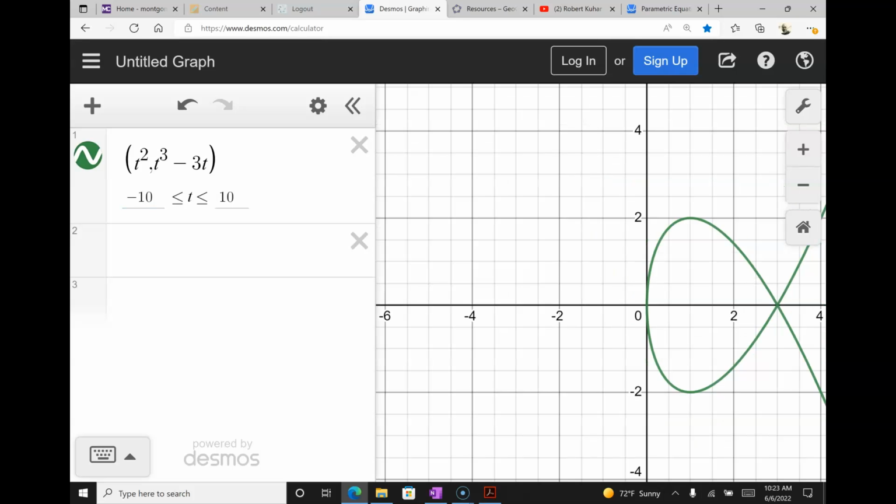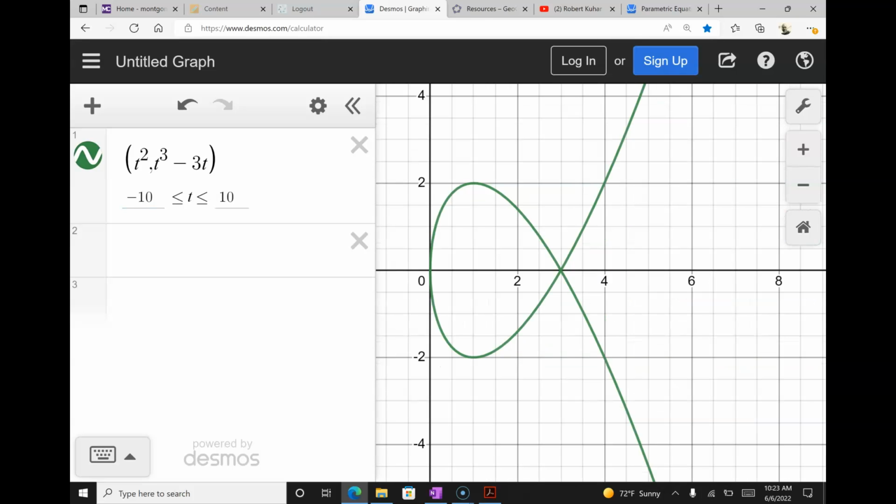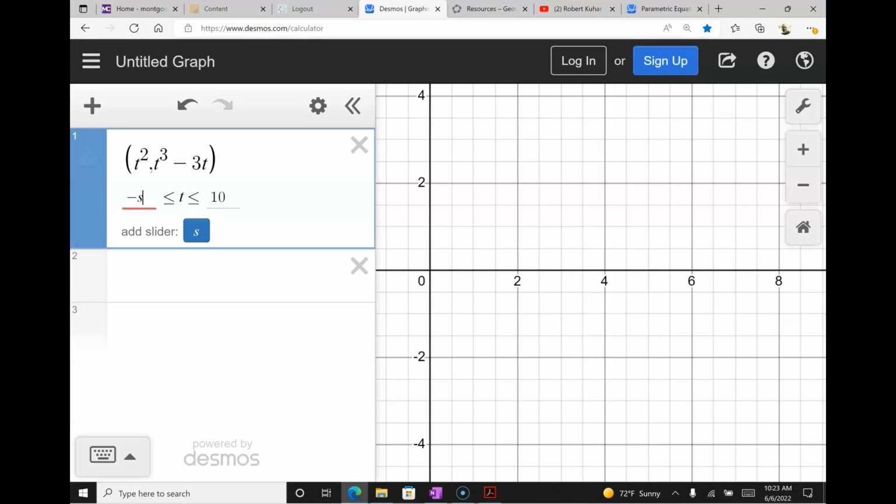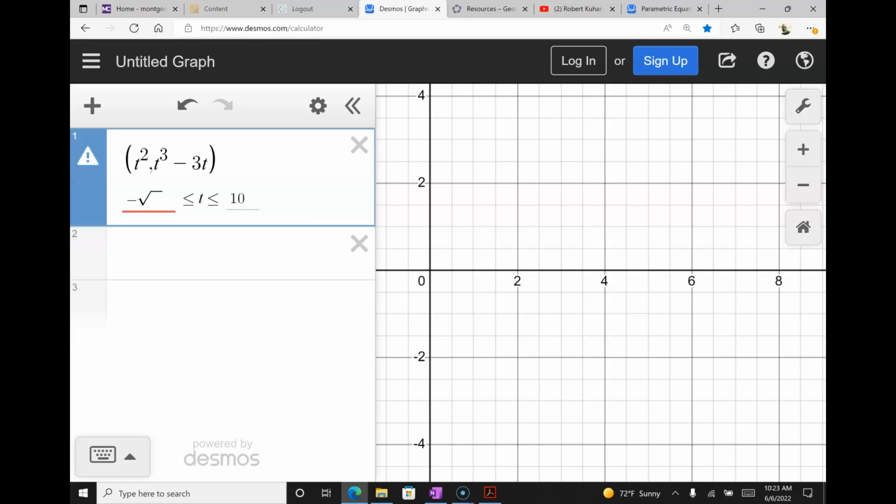Ah, there's the idea. So I see my loop, right? But I went too far, yes? I kind of think I need square root of 3. Probably because I've done the problem before, but let's see what happens if I go to square root of 3. There it is. Oh, there's my enclosed area. I want that area. Now, how do I do this?